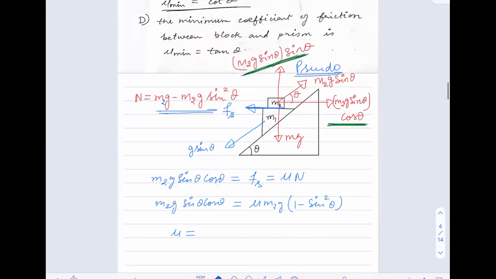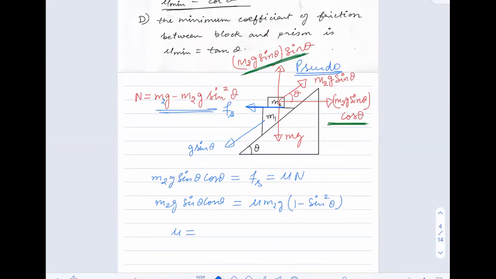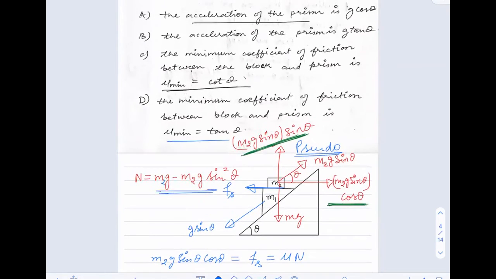Okay. See here. This m2g you can cancel. Yeah, g sine theta, correct. g sine theta will be the acceleration. So this 1 minus sine square theta you can write as cos square theta. So mu value will be sine theta cos theta by cos square theta. So this gets cancelled and you are getting tan theta. Okay. So coefficient of friction is tan theta, which is given in option D.